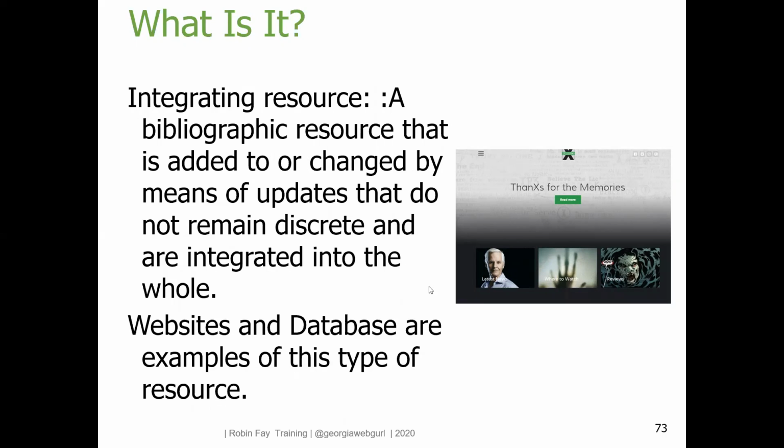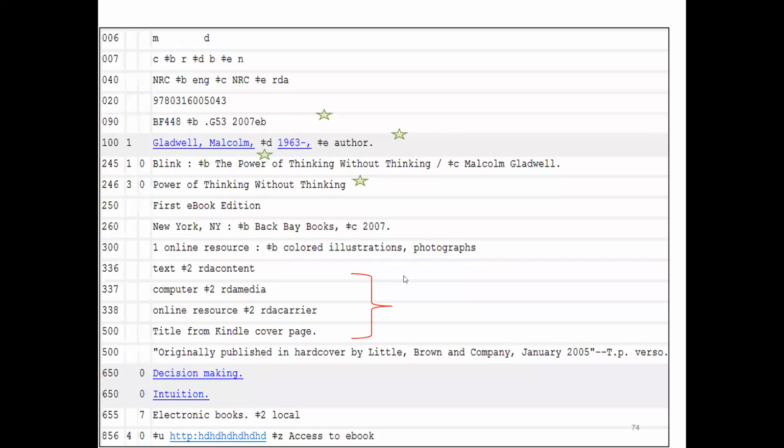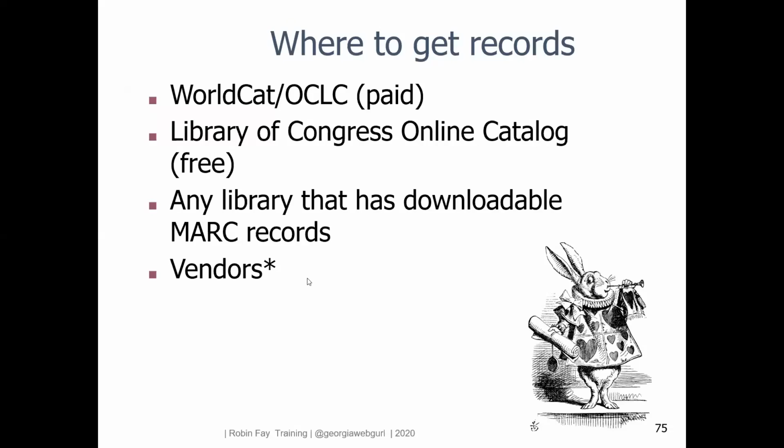Websites and databases are examples of this type of resource. We're going to skip through our examples because we've already looked at them. And finally, to finish up, where to get your resources. So where to get your records. WorldCat, OCLC, and you may use Connection either as a web browser or Connection that you download. It is something that you have to pay for access to.